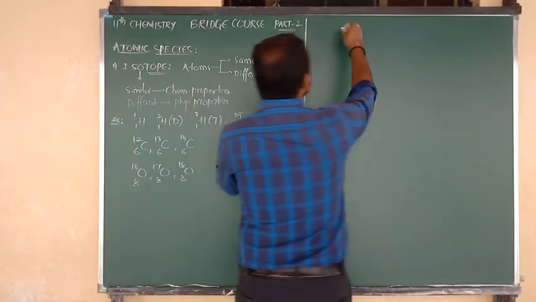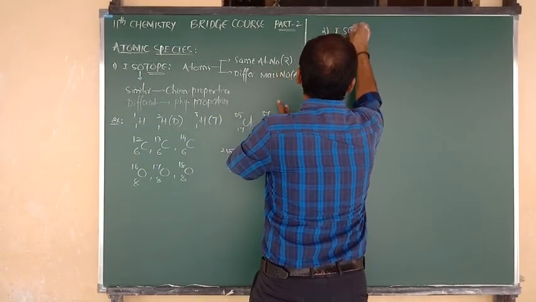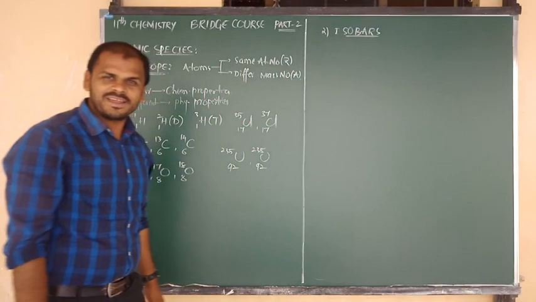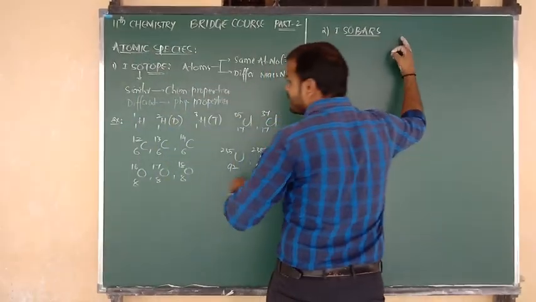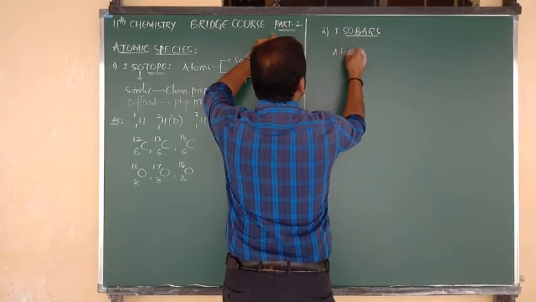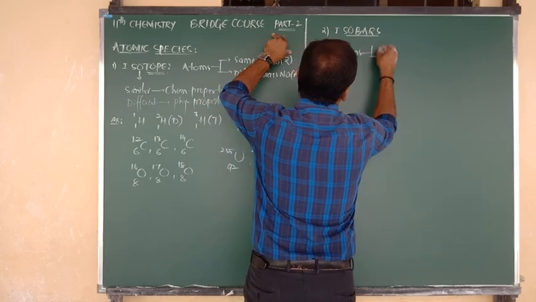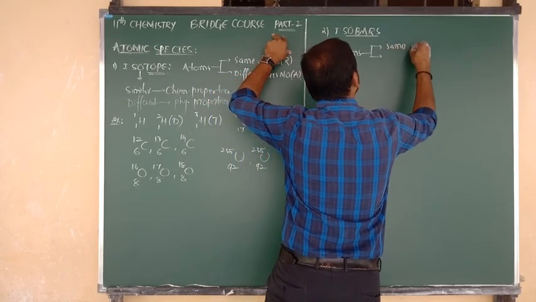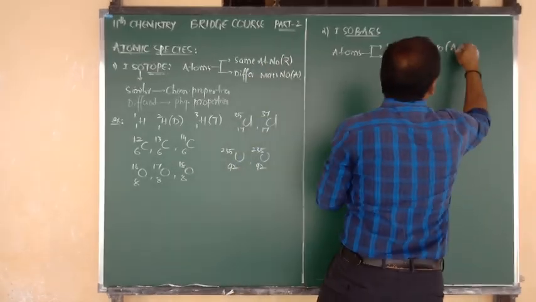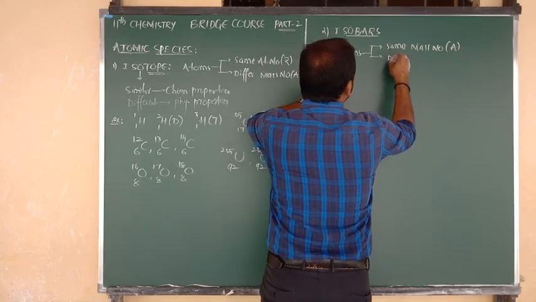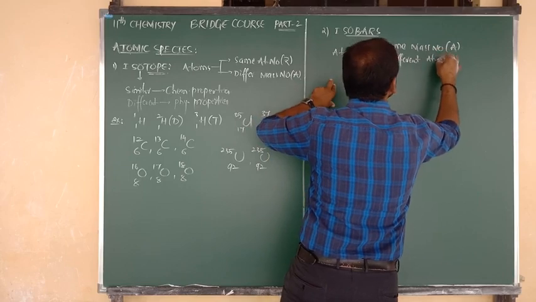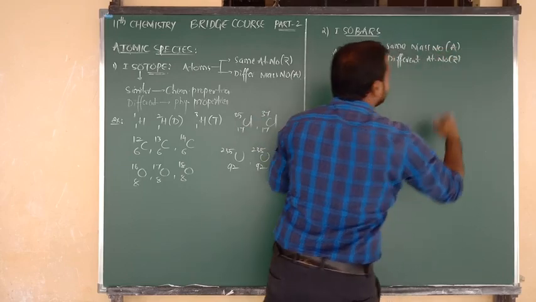And the second atomic species I am going to introduce is isobars. So quite the opposite definition is considered for isobar compared to isotope. What is meant by isobars? Atoms with the same mass number. What is the symbol of mass number? Yes, that is A. And what is the symbol of atomic number? The symbol is Z, but their atomic numbers are different. Means Z value is different.